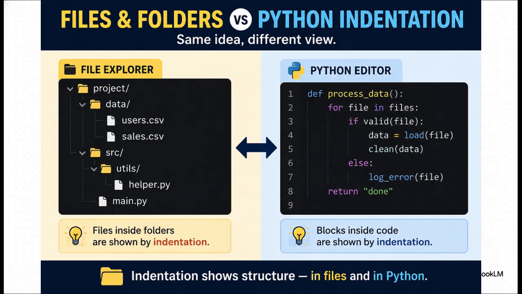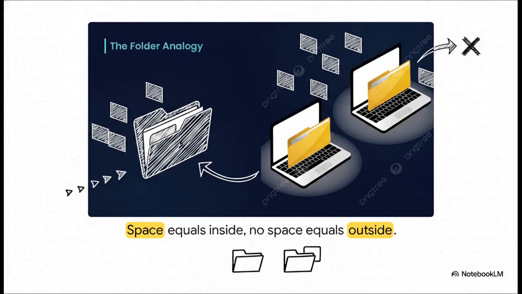They belong together. Now, if you delete those spaces and pull that file back out to the far left edge, kind of like that last unindented print statement we just saw, well, you've dragged the file completely out of the folder. It is no longer grouped under that structure. So basically, space equals inside the folder, no space equals outside the folder.